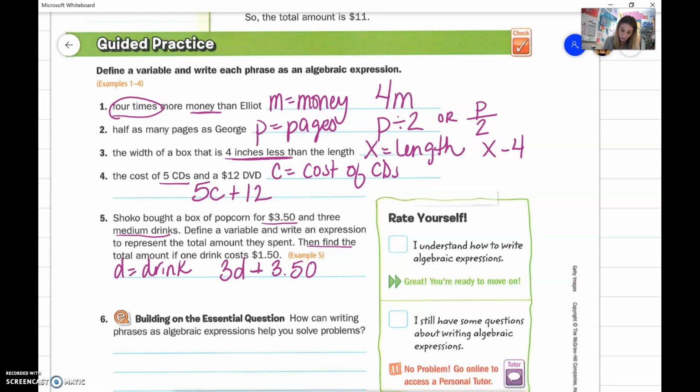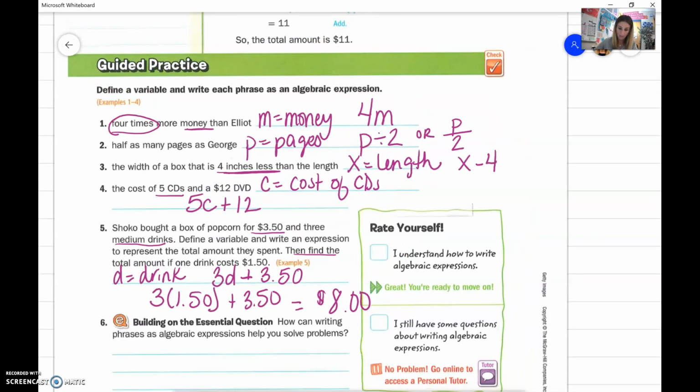So now I'm actually just going to solve this problem. So I'm going to take 3 times, replace my variable with $1.50. This makes sense. If each one costs $1.50 and I'm buying 3 of them, I'm going to multiply it by 3 plus $3.50. And when I take 3 times $1.50 plus my $3.50 for my popcorn, I'm going to get a grand total of $8.